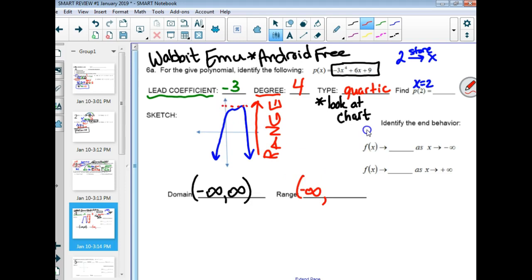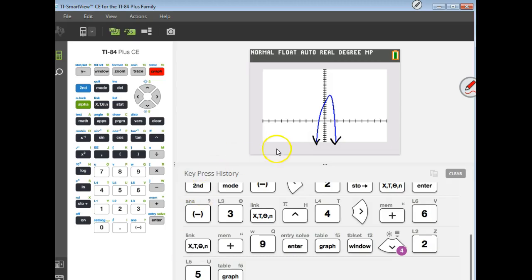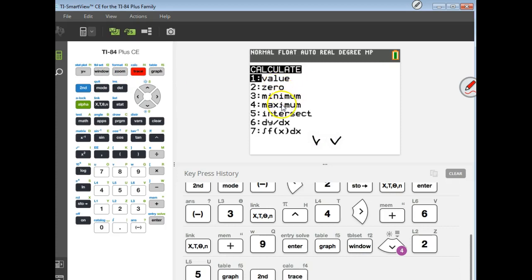And for that, we need to go back to our calculator. And we have to find whatever this top y value is. I could estimate it right now, but that's not going to be good enough for my teacher. So I'm going to go and find the maximum, because that would be the top of the function.